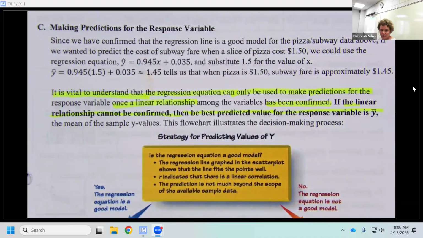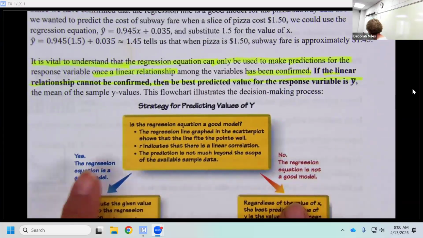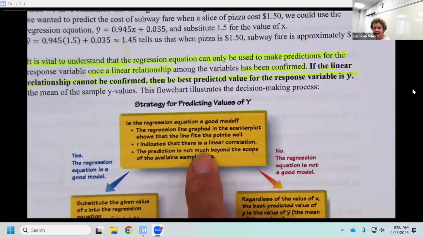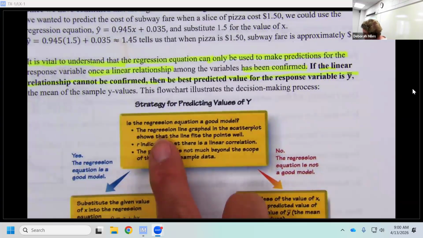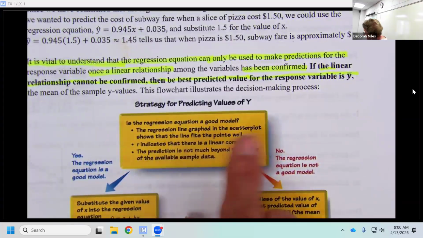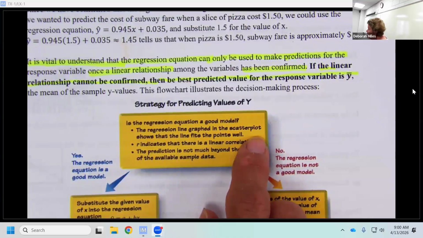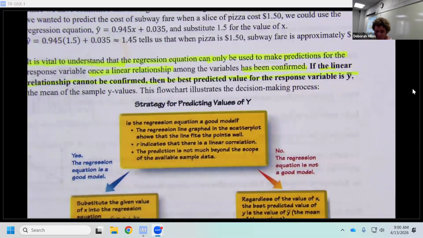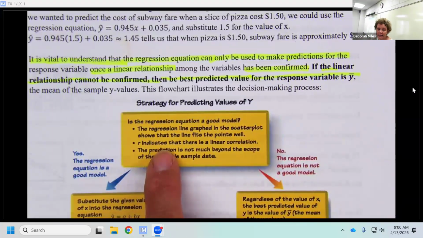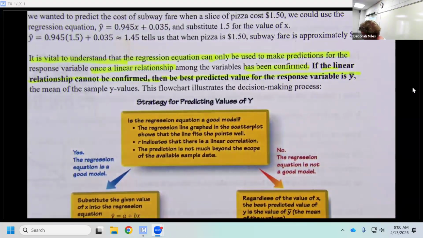All right, I like flowcharts. This flowchart helps me decide whether to use the regression equation or the mean of the sample Y's. Here are the questions you have to ask yourself. Is the linear regression equation a good model? Well, you can look at the scatter plot and go, yeah, it looks like a linear relation. But you mainly want to go by this R value. That's not going to show up yellow on yellow, but does R indicate that there's a linear correlation?